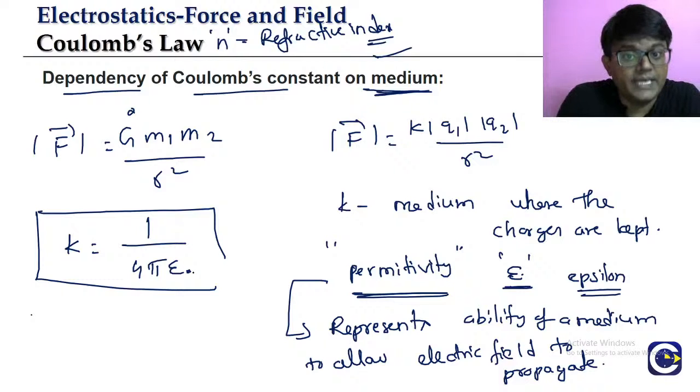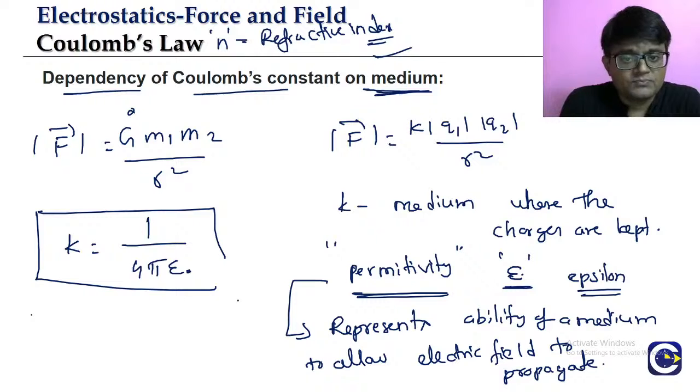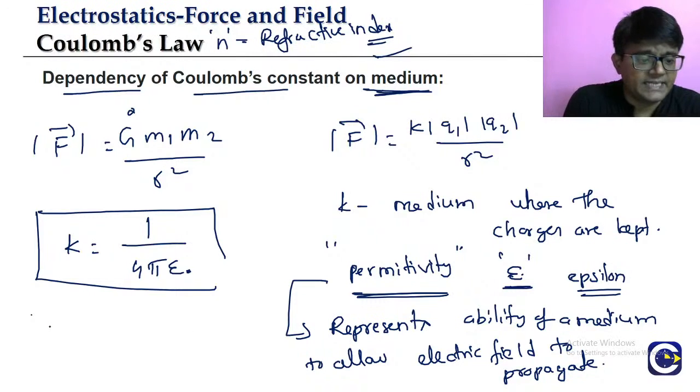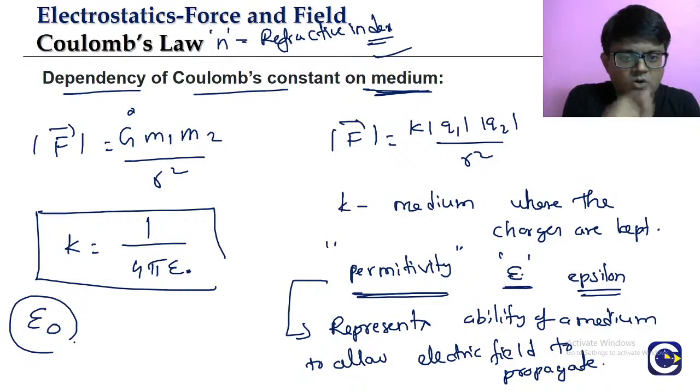The permittivity of the medium depends on the refractive index, which changes from medium to medium, and the permittivity value also changes from medium to medium. One of the most common media we use is air or vacuum. For air or vacuum, the permittivity is represented by the notation epsilon naught, epsilon with subscript naught.